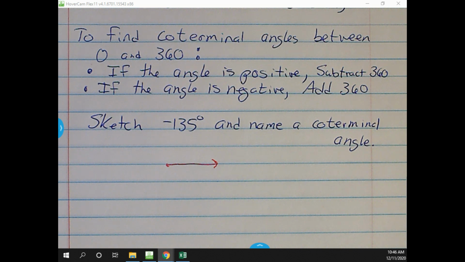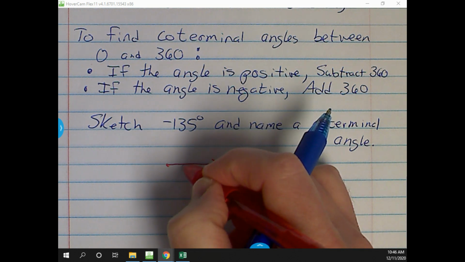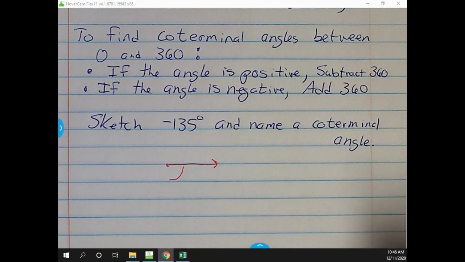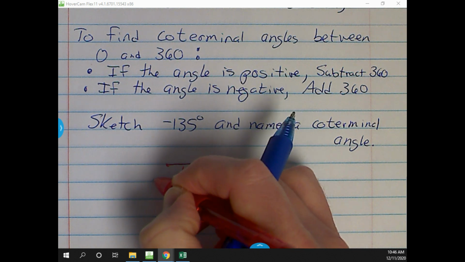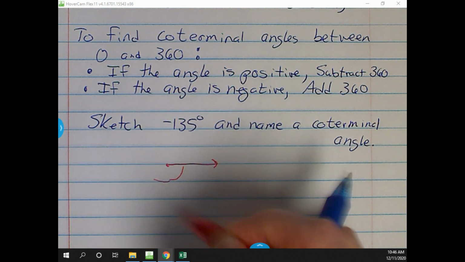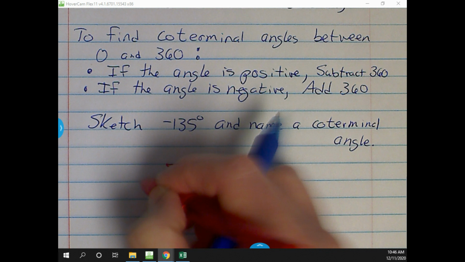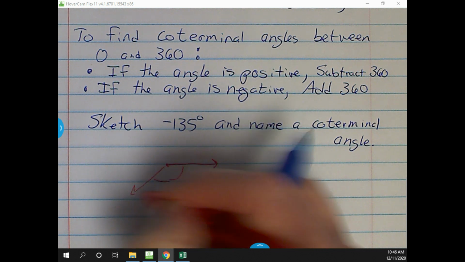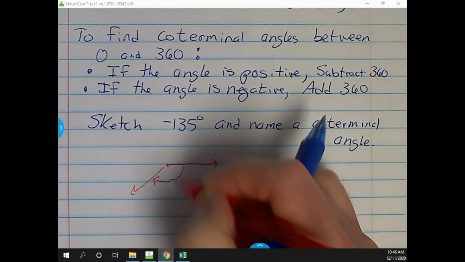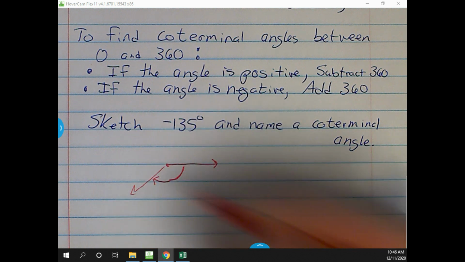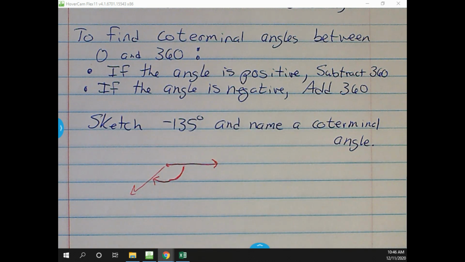So on this one, the big thing is, again, if it's negative 135, this would be your initial side and we have to go down. Well, if we stop here, this would be at 90 degrees. So we've got to go a little bit past 90. Again, we know 180 would be this part. So basically somewhere between 90 and 180, we're going to have to stop. So we'd have to look something kind of like that. Okay, so there's a negative 135 sketch.